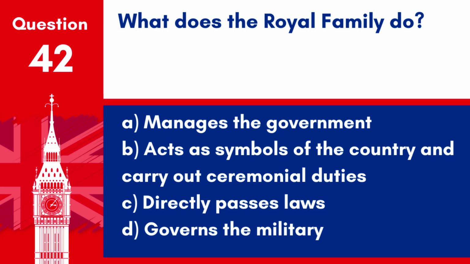Question 42. What does the royal family do? A. Manages the government. B. Acts as symbols of the country and carry out ceremonial duties. C. Directly passes laws. D. Governs the military. Answer: B. Acts as symbols of the country and carry out ceremonial duties. The royal family serves mainly as symbols of continuity and carries out various ceremonial duties.